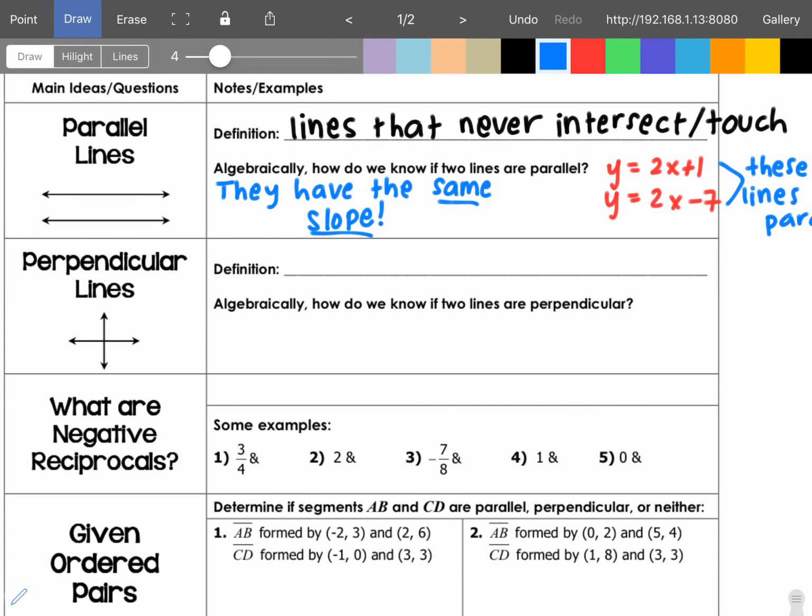But if we are talking about perpendicular lines, these are lines that intersect at 90-degree angles. Another word for intersect is touch or meet, right? So they intersect or they touch at 90-degree angles.